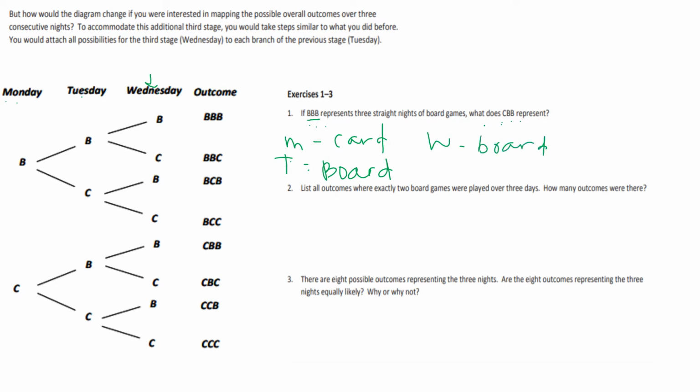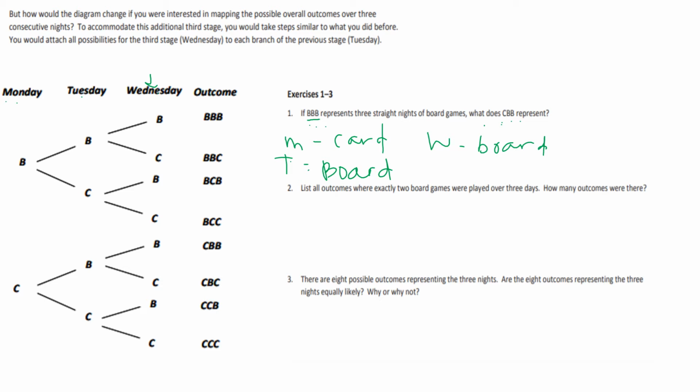So the thing to take away from this one is that the order in which it happens is important. It doesn't just mean 1 card game and 2 board games. It means on Monday we play a card game, and then on Tuesday we play a board game, and then on Wednesday we play a board game. So that's important to remember. It's not just 1 card game, 2 board games. You have to tie the day into it. So let's look at our next one.